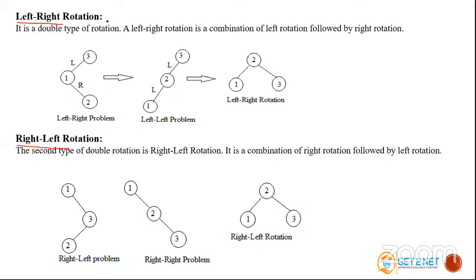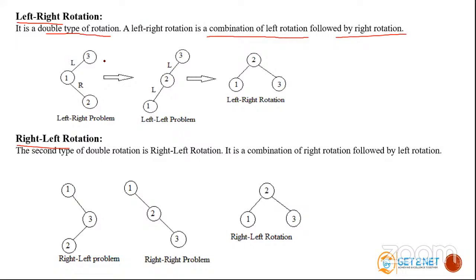So the left-right rotation is a double type of rotation. We have to make 2 rotations here to make our tree balanced. A left-right rotation is a combination of left rotation followed by the right rotation.